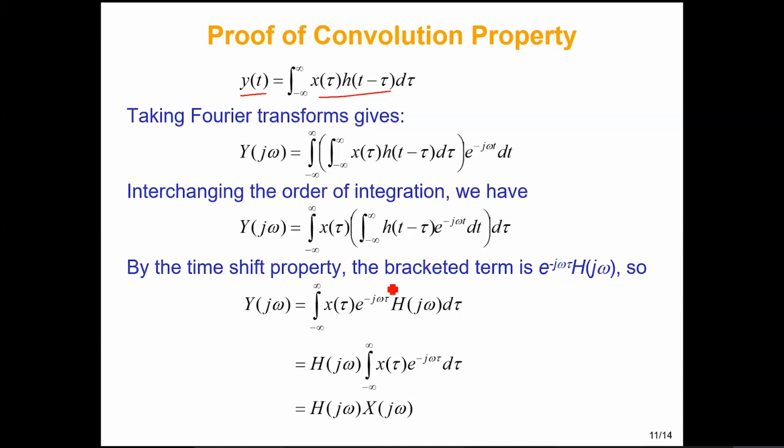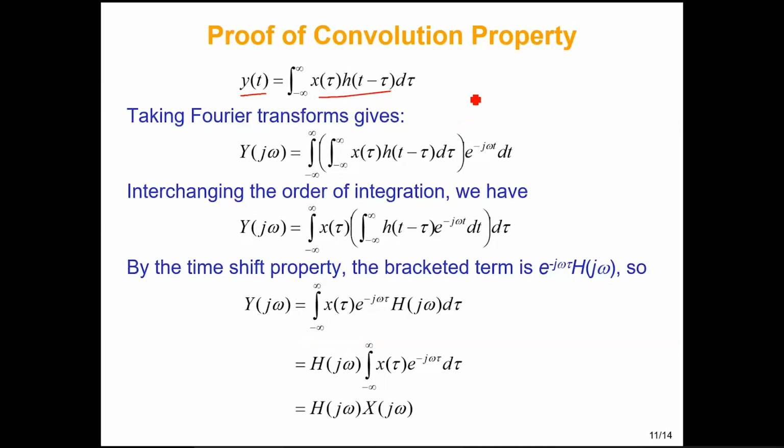Now this H(j omega) is a function of omega, nothing to do with tau, so we can just take it out. Inside we are left with x of tau e raised to the power of minus j omega tau, this product integrated over the entire range. And this is nothing but the Fourier transform of x of t, or X(j omega). So as an end result, we saw that the Fourier transform Y(j omega) is the product of the Fourier transforms H(j omega) and X(j omega).